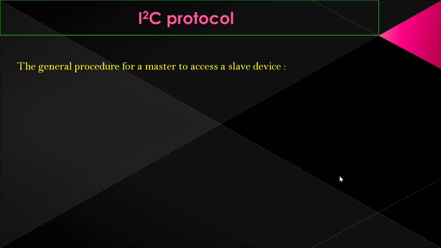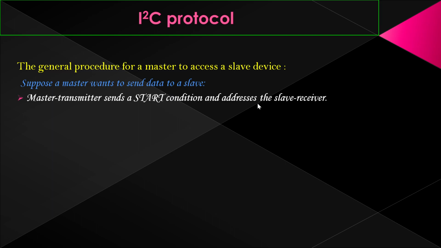Now we'll see a general procedure for master to access the slave device. So how the master will access the slave device? Suppose the master wants to send data to this slave. The master wants to write some data to this slave.